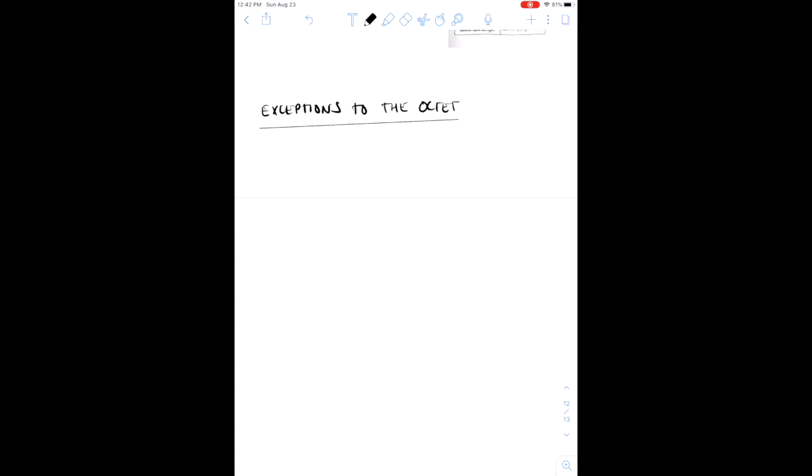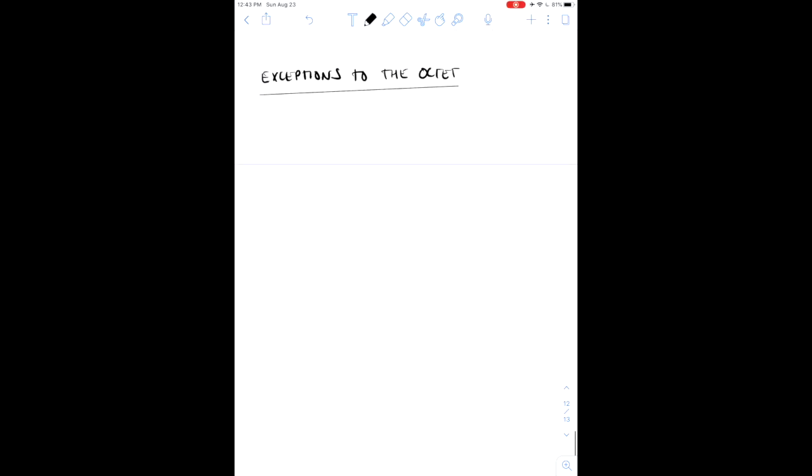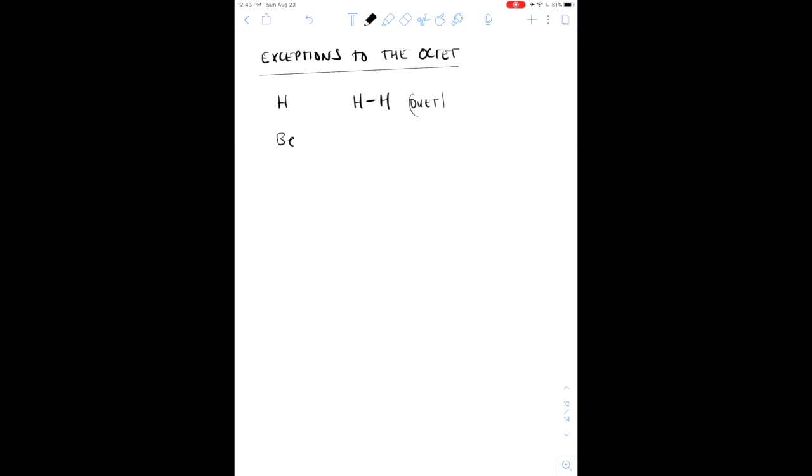So, exceptions to the octet rule. Somebody once told me, why are there always exceptions to everything? There seems to be more exceptions than there are definitive rules. Not necessarily true, but a valid thought.